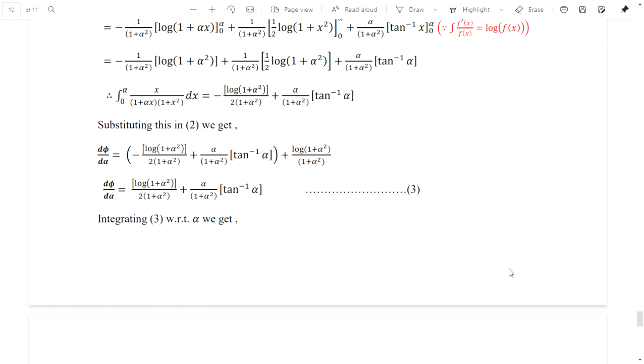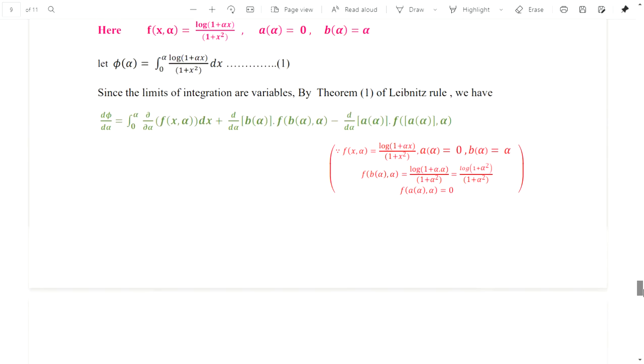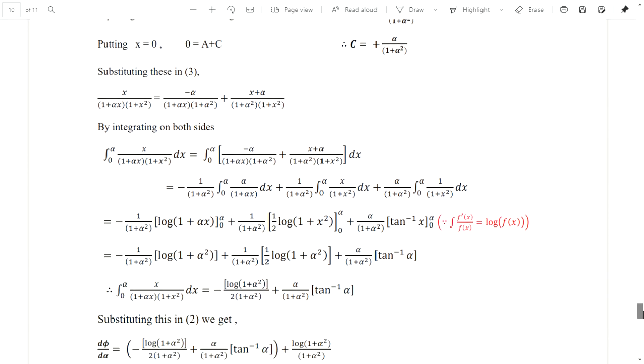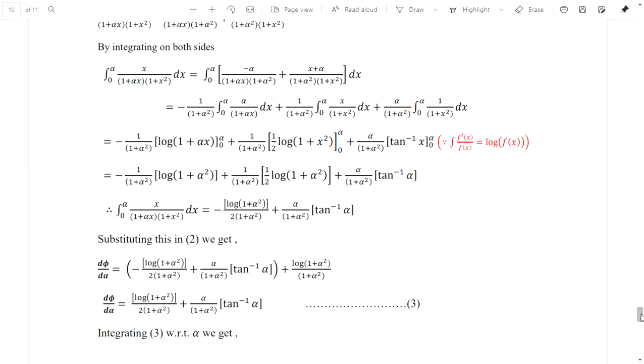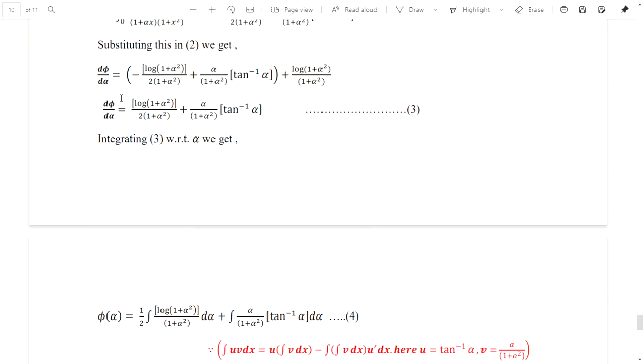But the problem is given as find phi of alpha. Otherwise, evaluate. The problem is given as evaluate integral of this. We have taken integral of this as phi of alpha. So we have to find phi of alpha. But till now, whatever we have done, it is to find d phi by d alpha. So d phi by d alpha is this much we got.